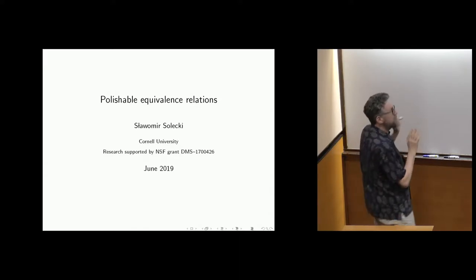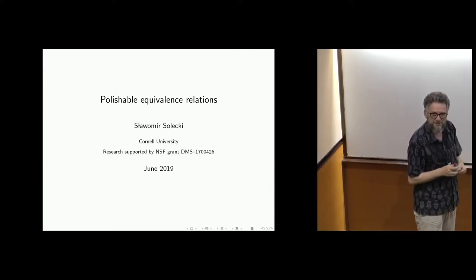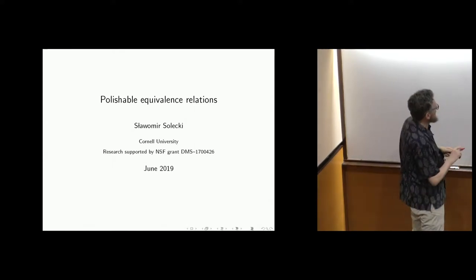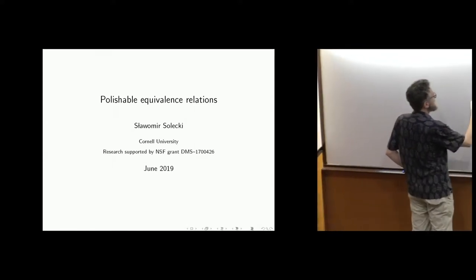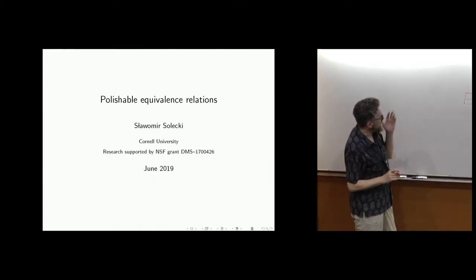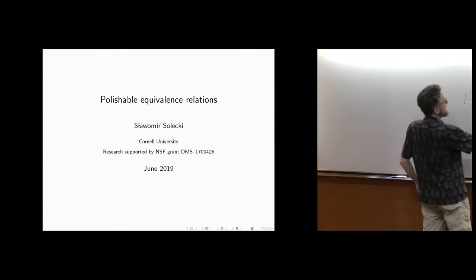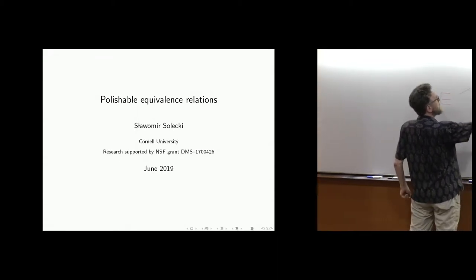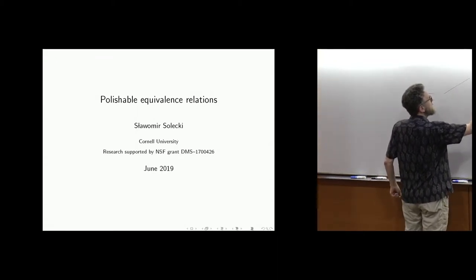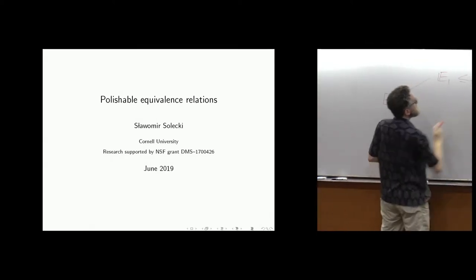It's probably safer to not put it on the slides officially. I'll just talk about it on the board. It's a conjectural dichotomy that has to do with equivalence relations. So E is an equivalence relation on some Polish space, and conjecturally, one of two things is supposed to happen. Either there is an equivalence relation E1 that Borel reduces to E.